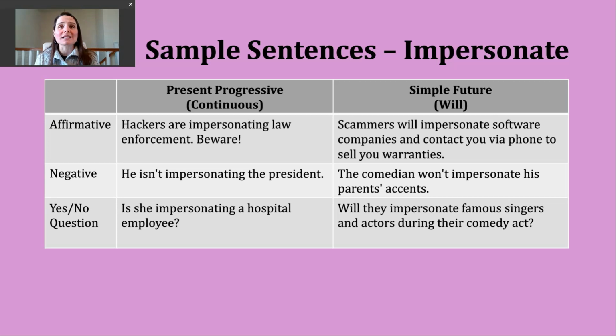I like using present progressive because the two P's help me remember I need two parts to make an affirmative sentence. So what I need is to use a present form of be. So that's going to be am, is, or are. And then I need the ing form of the verb. You can see this in my first example sentence. Hackers are impersonating law enforcement.